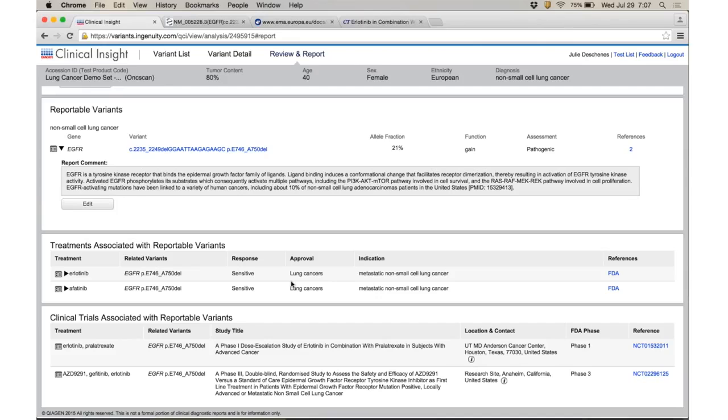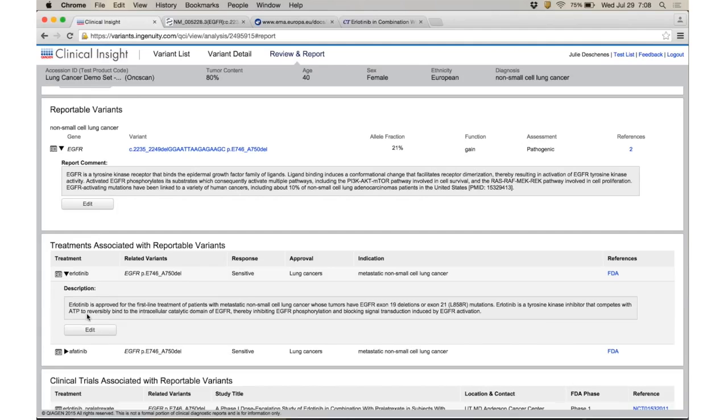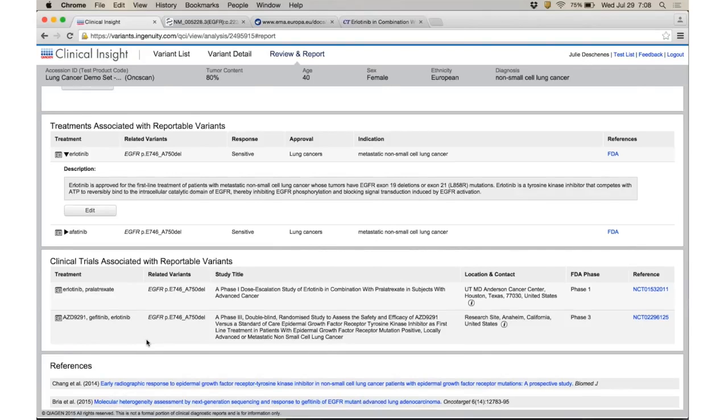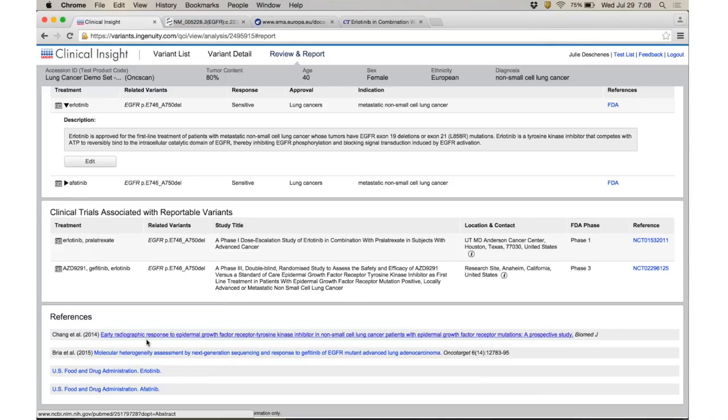Similarly, with the treatment, you see which treatment you have selected, what their response is, for what they have been approved, what the indication is, the references, and you can see a description about these treatments. You can also add comments as well. Similarly, clinical trials and your references.